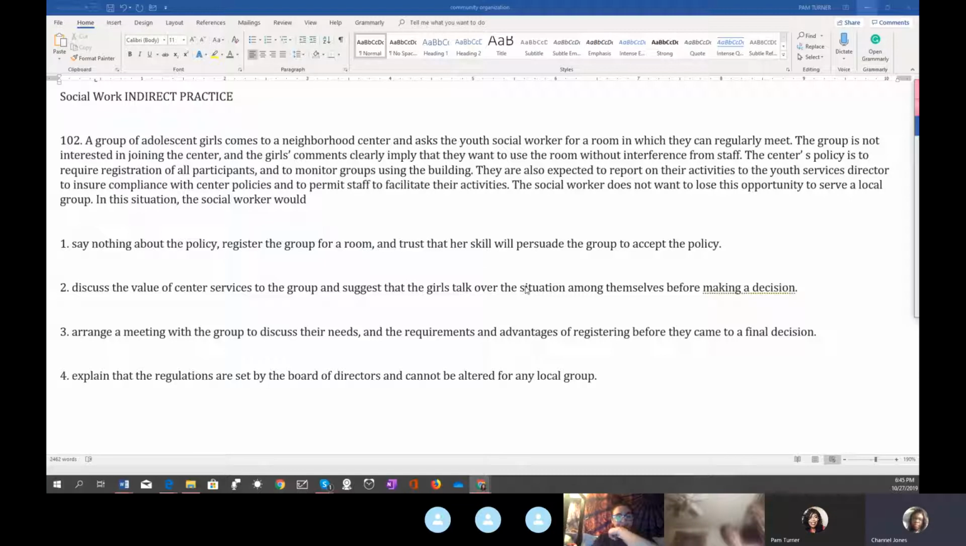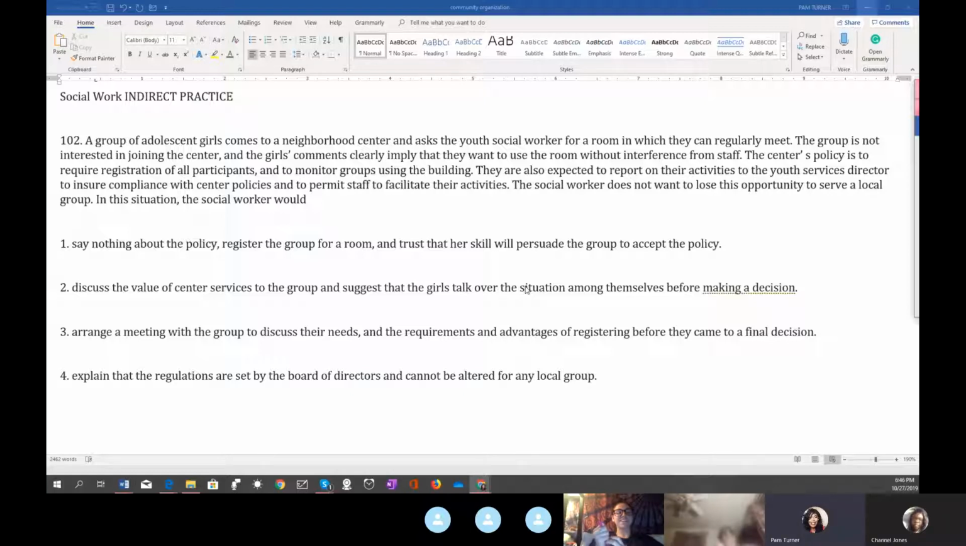I like 3 better, but I don't know if I'm right. Okay, well, talk to me. Oh, you want me to explain why I think it's 3? Please, yes. Well, I think it's important to inform the group. I thought number 4 was way too harsh, so I thought 3 would be sort of persuading them in the right direction to follow the rules.